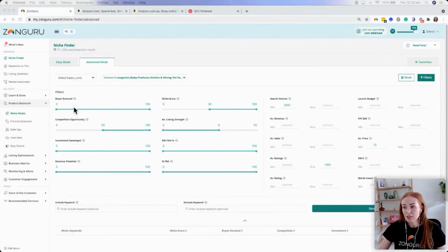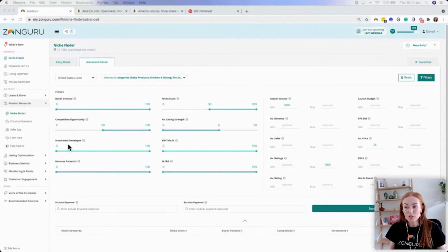Some are fairly obvious. So buyer demand is basically how likely someone is to buy from this niche. And it looks at things like search volume, sales volume. Competition is how well optimized the competition is. The investment sweet spot, this one can confuse people quite a lot. What it's trying to work out is how much it's going to cost you to get into this niche. And it's based on how much stock you need for 3 months if you were selling at a page 1 sales velocity. And I stress this, not everyone has the budget for that.